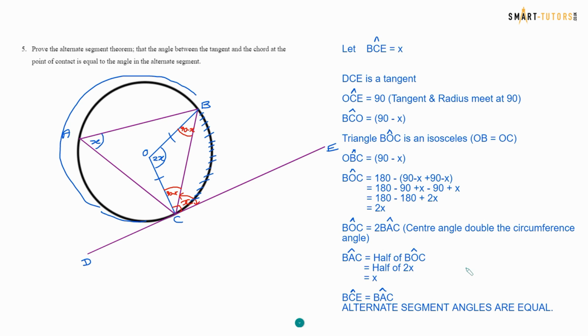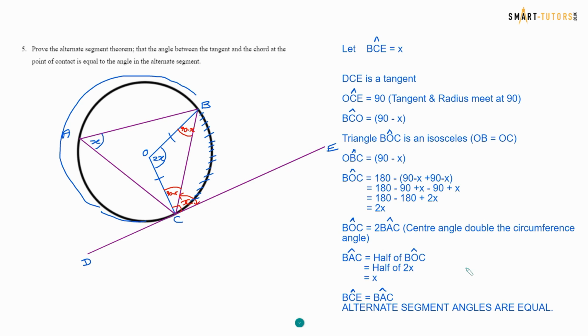BOC is 180 minus, you need to add 90 minus X plus 90 minus X. So I'm going to release the bracket: 180 minus 90, minus times minus is plus X, minus 90 plus X. So 180 minus 90 is 90, 90 minus 90 is 0, X plus X is 2X. 2X is the answer for BOC. If BOC is 2X, then BOC is equal to 2 times BAC, because the center angle is double the circumference angle. So BAC is half of BOC, which is half of 2X, which is X. So we already proved that it is X.